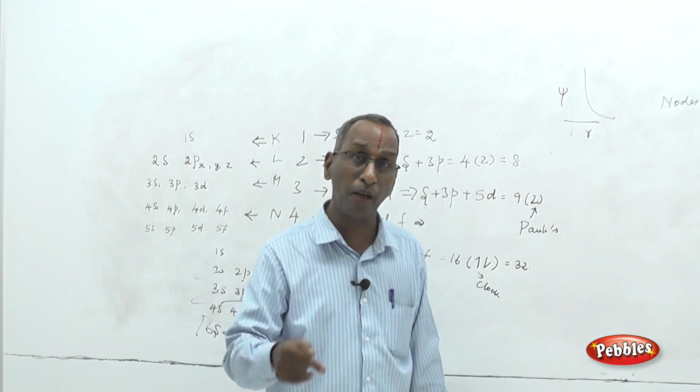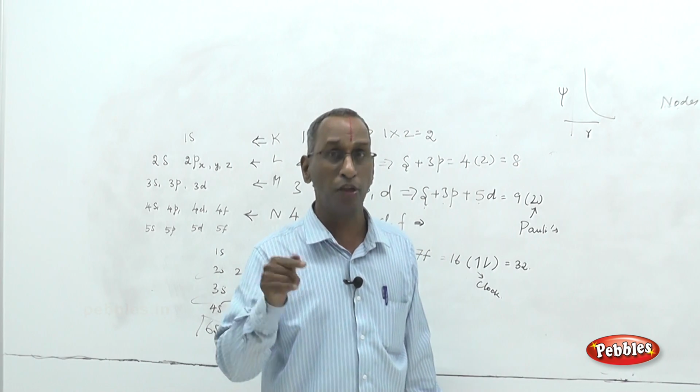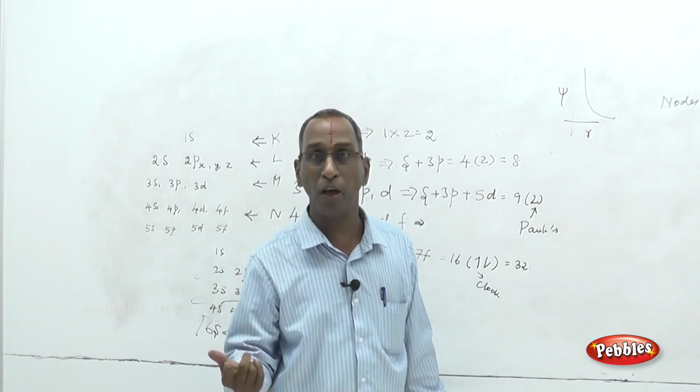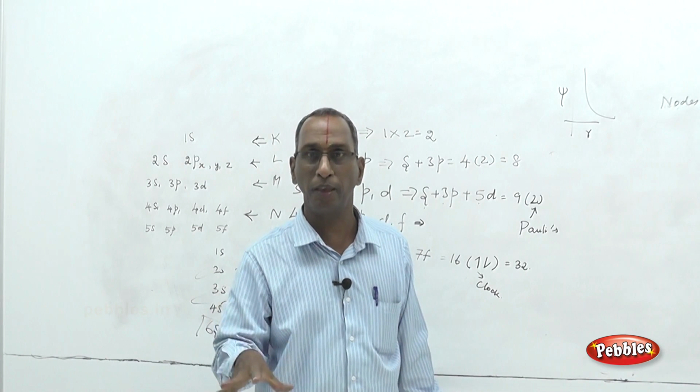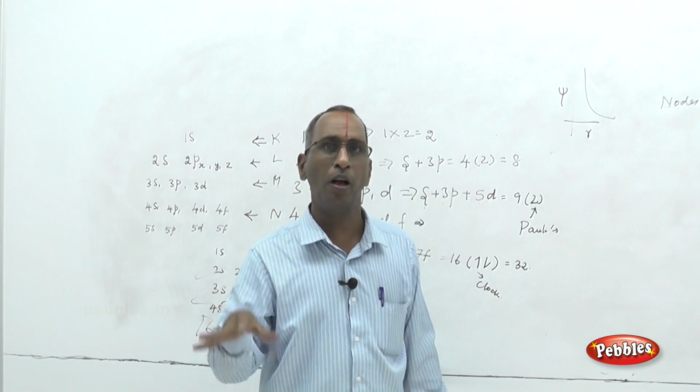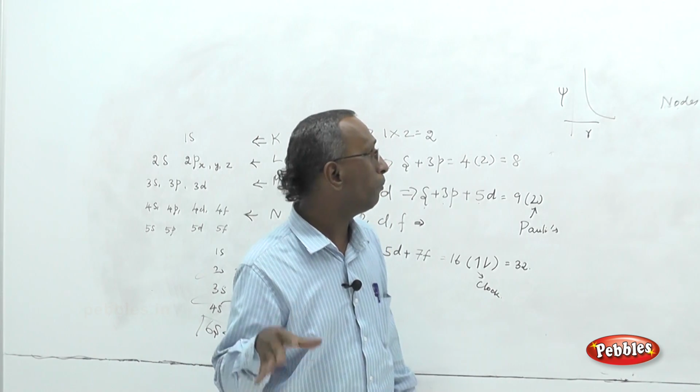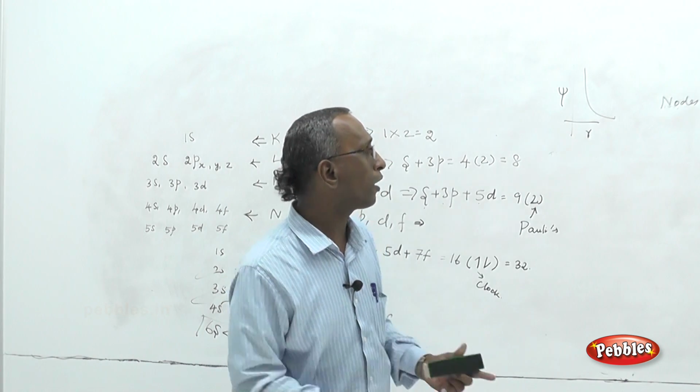Electronic configuration can be written for atoms and also for molecules. An orbital present in atoms is called an atomic orbital, and an orbital present in molecules is called a molecular orbital.